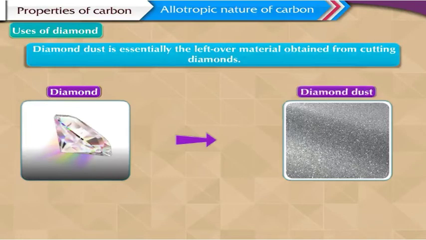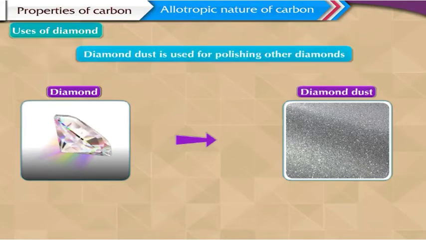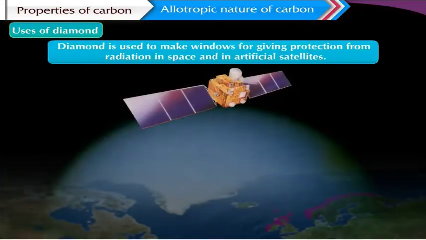Diamond dust is essentially the leftover material obtained from cutting diamonds. It is used for polishing other diamonds. Diamond is used to make windows for giving protection from radiation in space and in artificial satellites. Let us now discuss graphite.